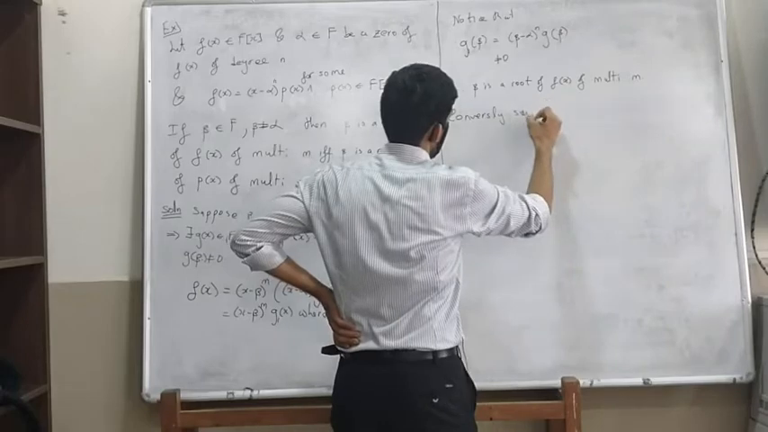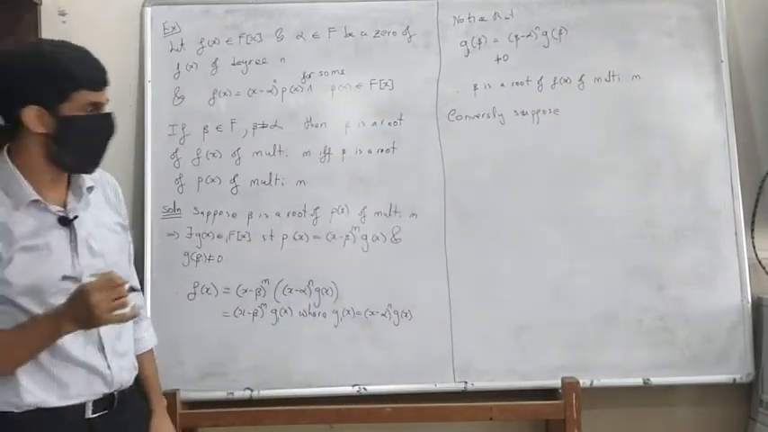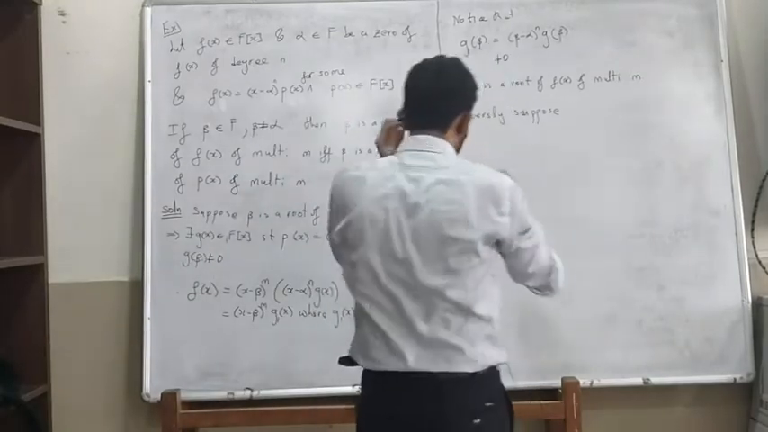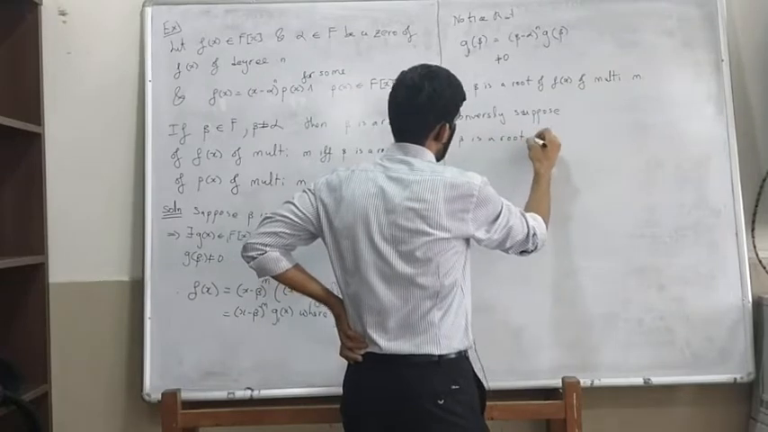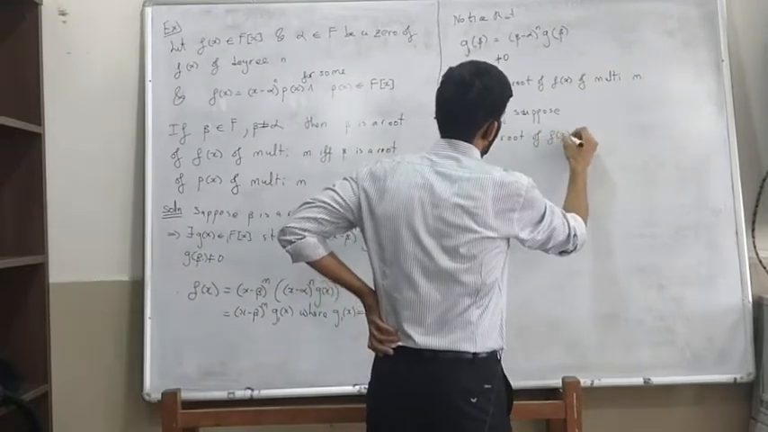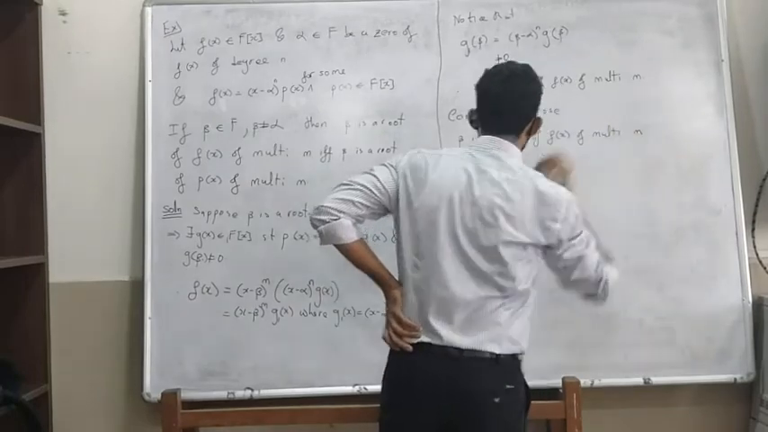Suppose, so I'm going to use a small trick here. Okay, so conversely, suppose beta is a root of f of x of multiplicity m.